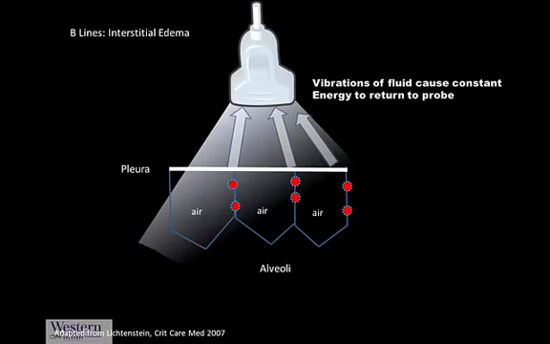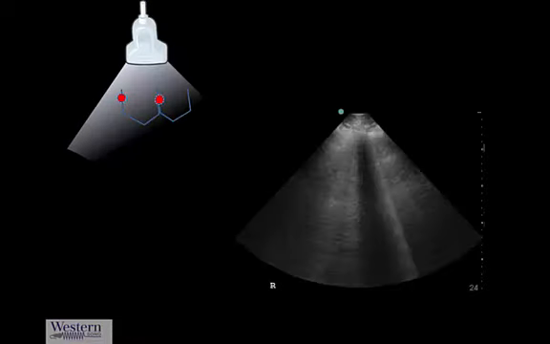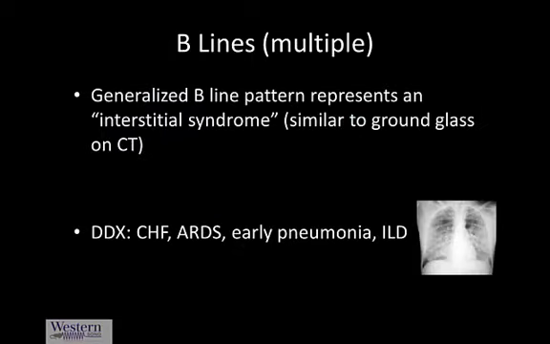So again, we are interpreting artifacts here that tell us anatomically what's going on or pathophysiologically what's going on, but in a way that is unfortunately cast in a non-anatomic fashion, but extremely accurate. So you can see here again a nice example of B-lines. What do you make of B-lines?